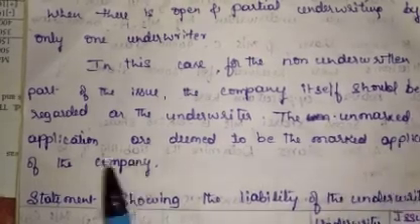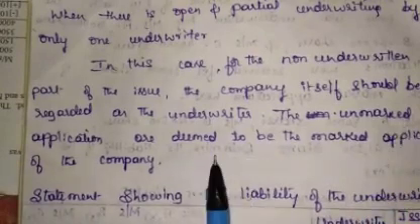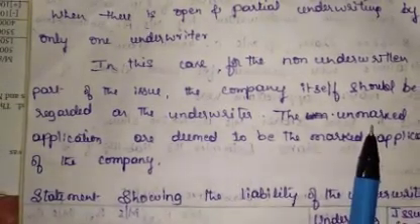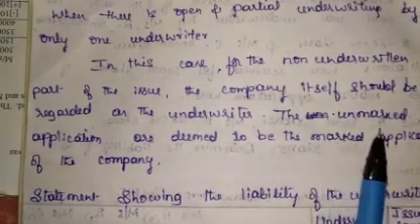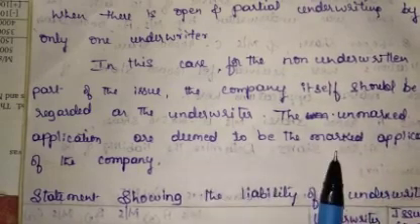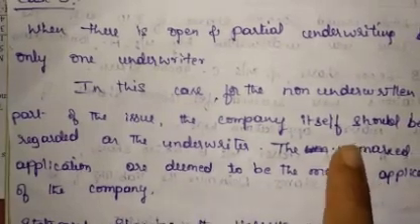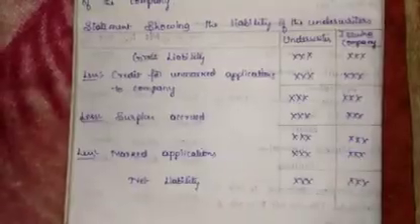And unmarked applications are deemed to be the marked application of the company. So the company makes an effort to get subscriptions from the public. If it gets applications from the public through its effort, that is called an unmarked application, and that is considered as a marked application of the company. And the benefit of unmarked application is given to the company only under this circumstance.